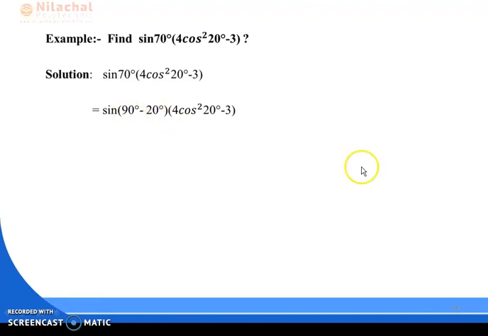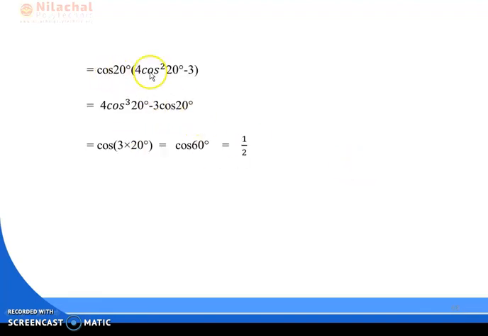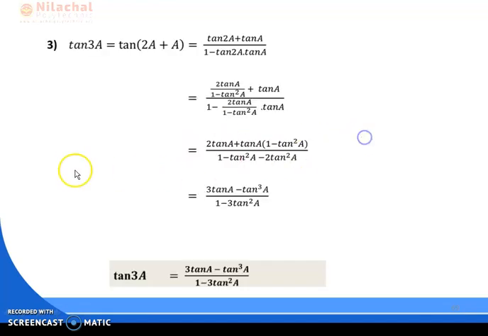So what do we get now? Cos 20 degree: 4 cos square 20 degree minus 3, and 4 cos cube 20 degree minus 3 cos 20 degree. This is the formula of cos 2A. 4 cos cube theta minus 3 cos theta is cos 3 theta. So what do we get? Cos 60 degree. Cos 60 degree is half.